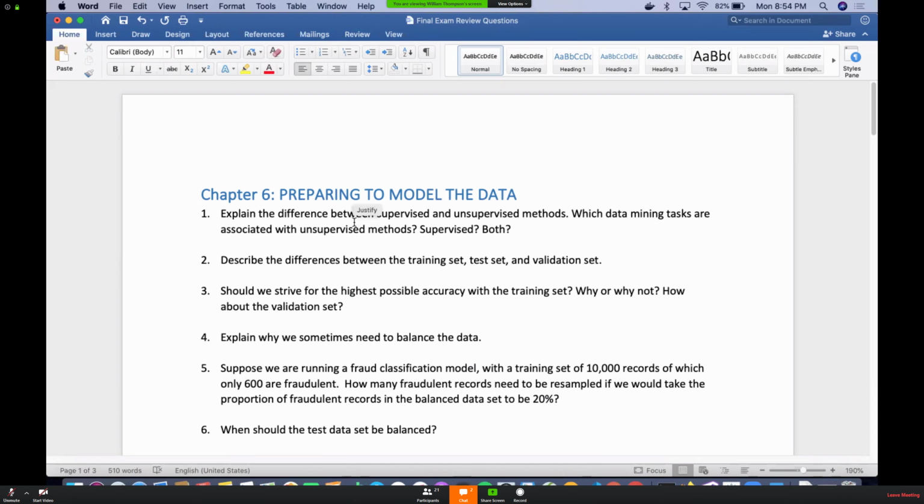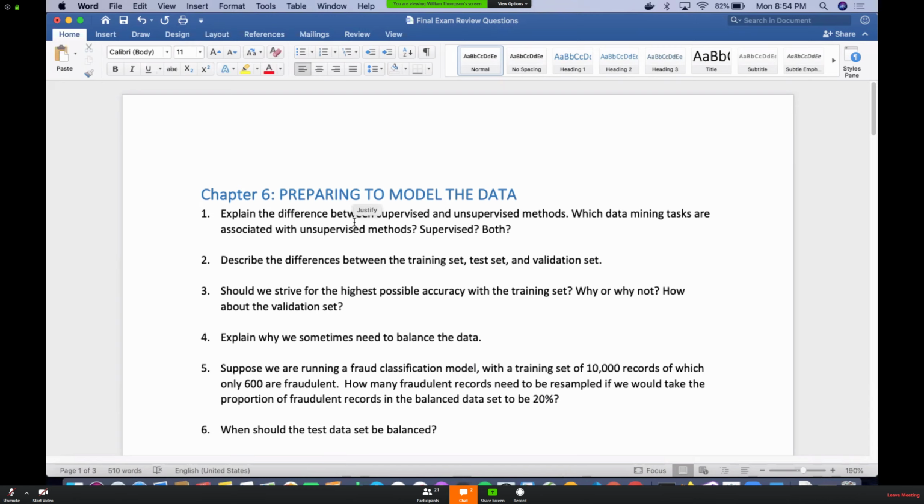All right, so the exam will be from chapter 6 through chapter 10. Chapter 6 will be about preparing to model your data. And there you may have a few of these questions.